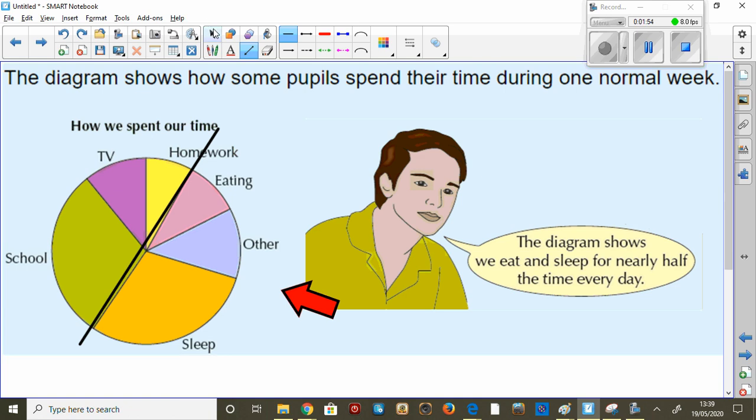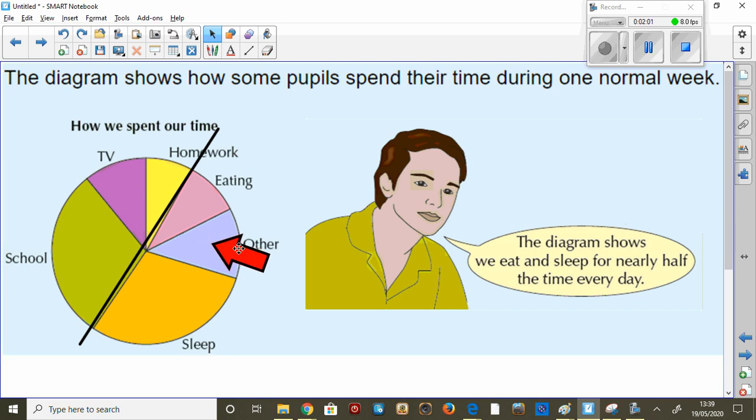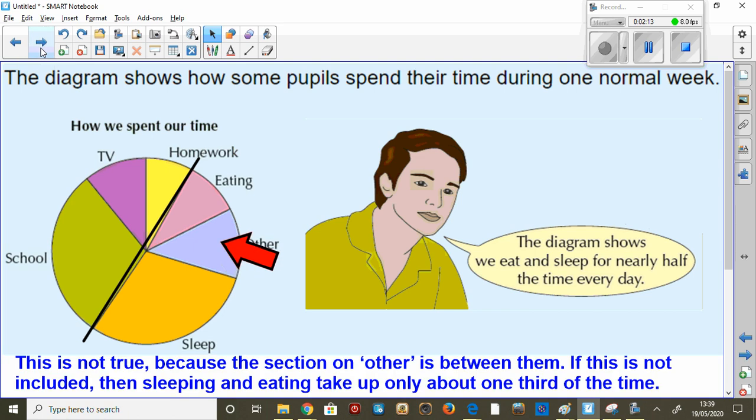So if you look carefully, between eating and sleeping, there is other activities. And that means it's not a half. There's less than a half of the time is spent sleeping and eating. So our answer has to reflect that. So we say this is not true because the section on other is between them. If this is not included, then sleeping and eating take up only about 1/3 of the time.